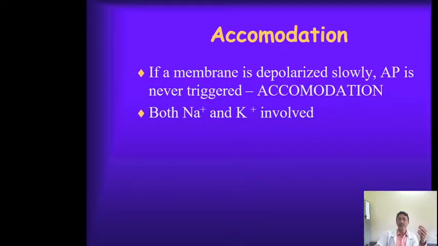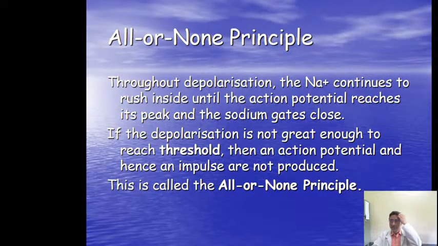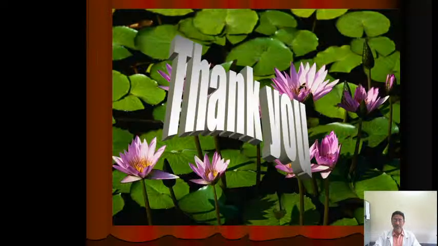Accommodation. Accommodation means a slowly rising membrane potential. If the membrane is depolarized slowly, it will never fire. That is known as accommodation. In simple words, a slowly rising stimulus will not generate a response, and that is known as accommodation. All or none law: whether a nerve responds, it responds completely or doesn't respond at all. That is known as the all or none law. Then there is saltatory conduction. Saltatory conduction means jumping conduction, and it is because of the myelination there.